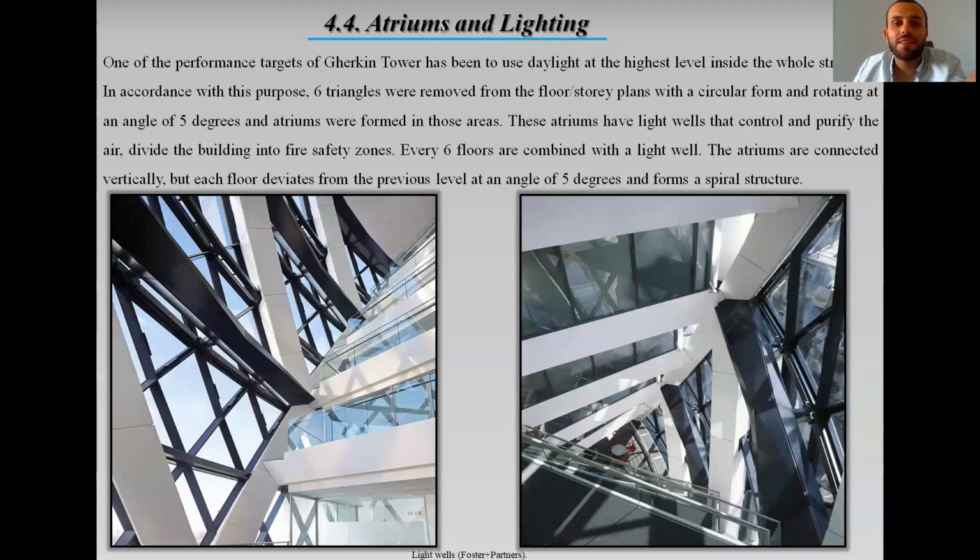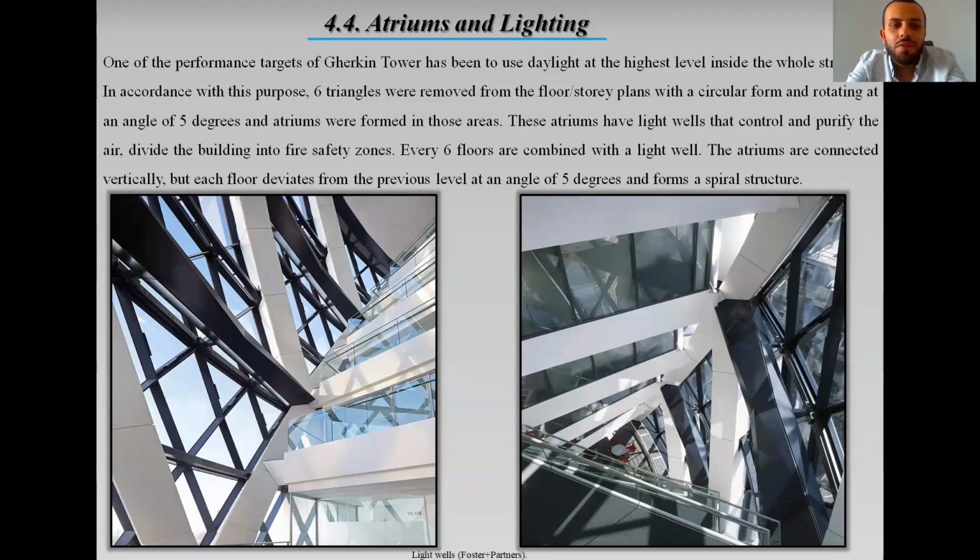Atriums and lighting. One of the performance targets of Gherkin Tower has been to use daylight at the highest level inside the wall structure. In accordance with the dispersal, 6 triangles were removed from the form. The floor plans, with circular form and rotating at an angle of 5 degrees, formed atriums in these two areas. These atriums have light wells that control and purify the air.